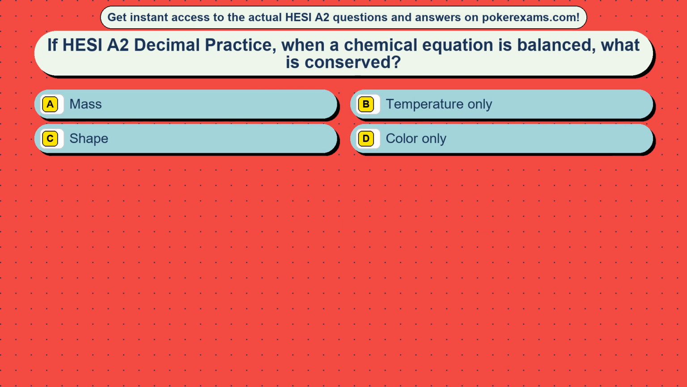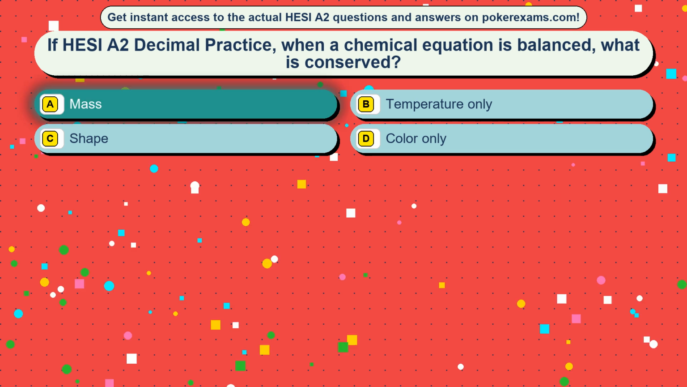Question 10. If HESI A2 decimal practice, when a chemical equation is balanced, what is conserved? Option A, the mass. Option B, temperature only. Option C, shape. Option D, color only. The correct answer is option A, mass.